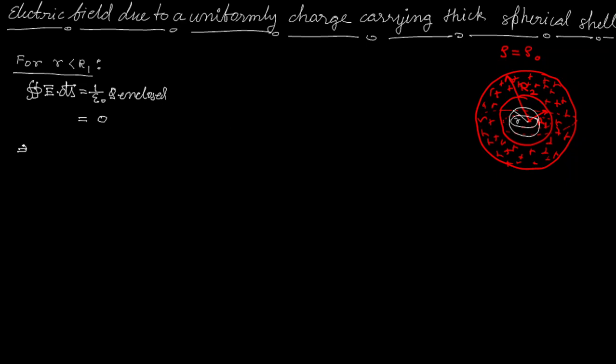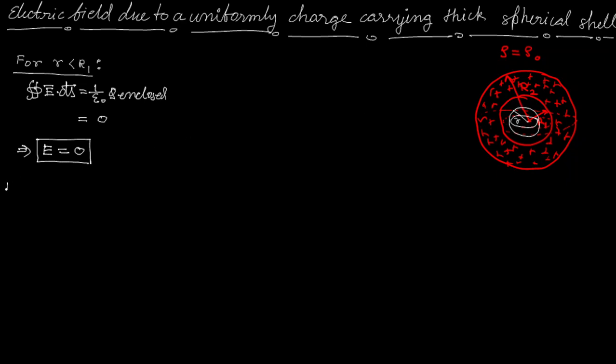As we noticed for symmetry in the last problem, the charge is spherically symmetric and there is no charge within the Gaussian surface. So in this case, the electric field at every point will be 0 in this region. So the electric field will be 0. When r is less than R1, everywhere the electric field will be 0.